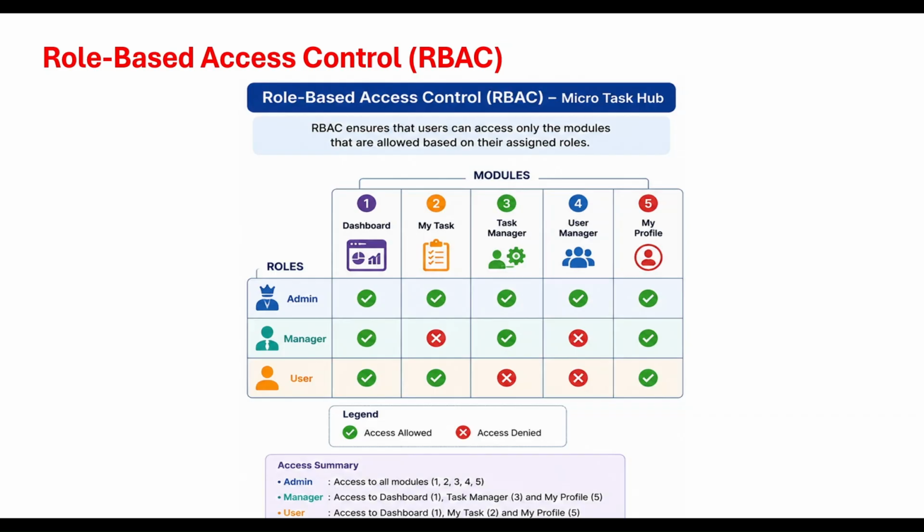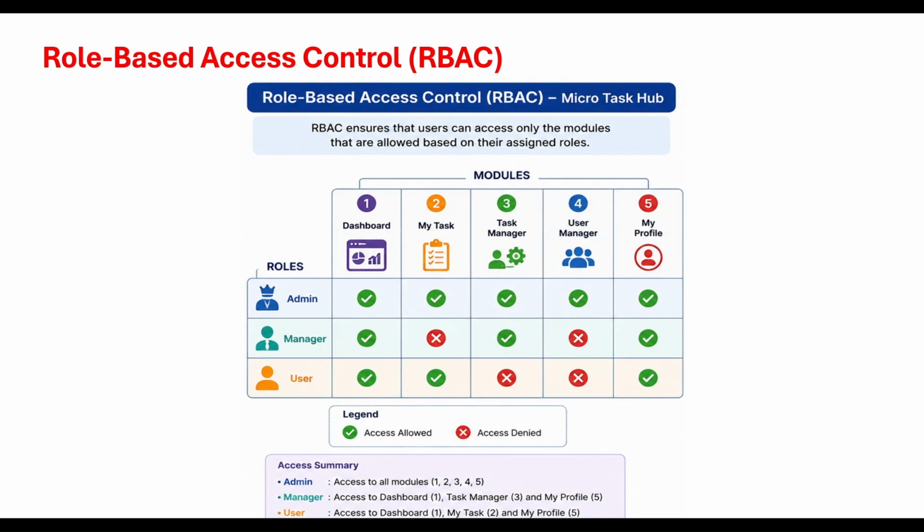Now let us understand how role-based access control works internally. When a user logs into the application, the backend authenticates the user. A JWT token is generated. The token contains role information inside the payload.